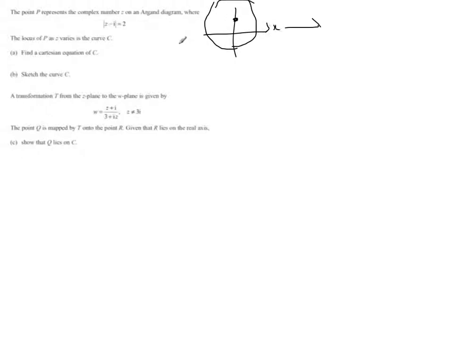And that is x and that is y, and this is the z plane, and it's going over to the w plane, but we don't know what's going to happen. Find a Cartesian equation of C. Oh, okay. That's C2, boring.